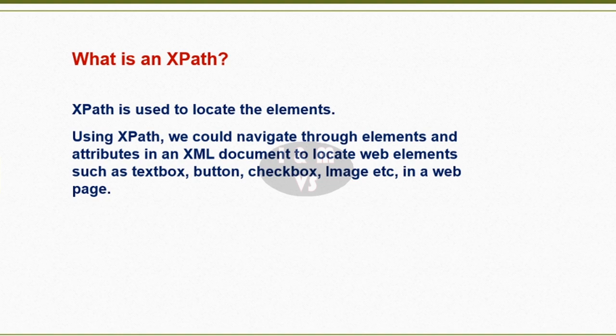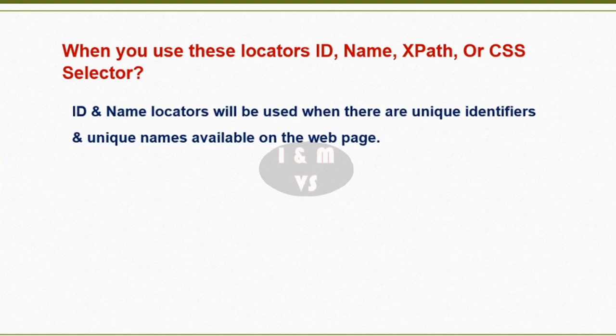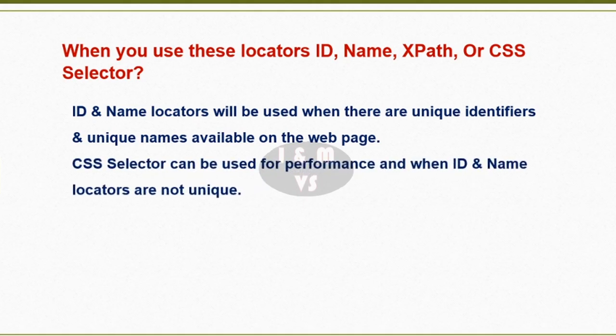Next question is, when do you use these locators: ID, name, XPath or CSS Selector? The answer is, ID and name locators will be used when there are unique identifiers and unique names available on the web page. CSS Selector can be used for performance and when ID and name locators are not unique.